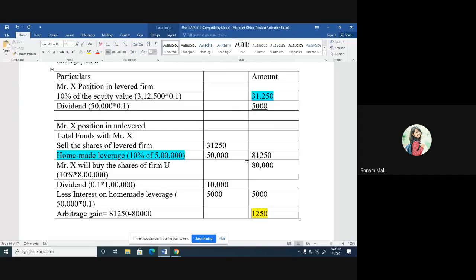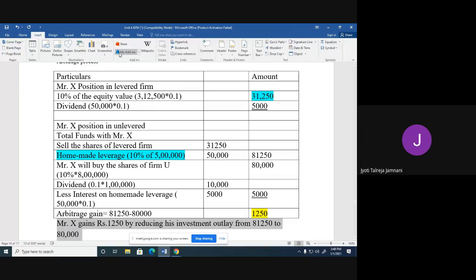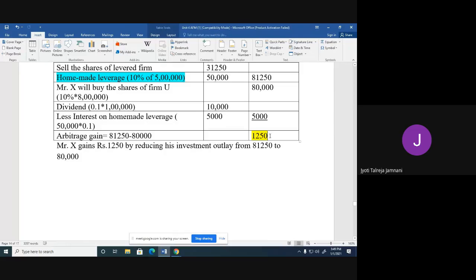No conclusion needed, ma'am. Conclusion is this only, that arbitrage gain is this much. Or you can also write Mr. X gains rupees 1,250 by reducing his investment outlay from 81,250 to 80,000. If you want this additional line, you can add, but even if you don't add, it is okay. They just want the arbitrage gain, which you have shown in the table clearly, highlighting it. So that is more than enough.